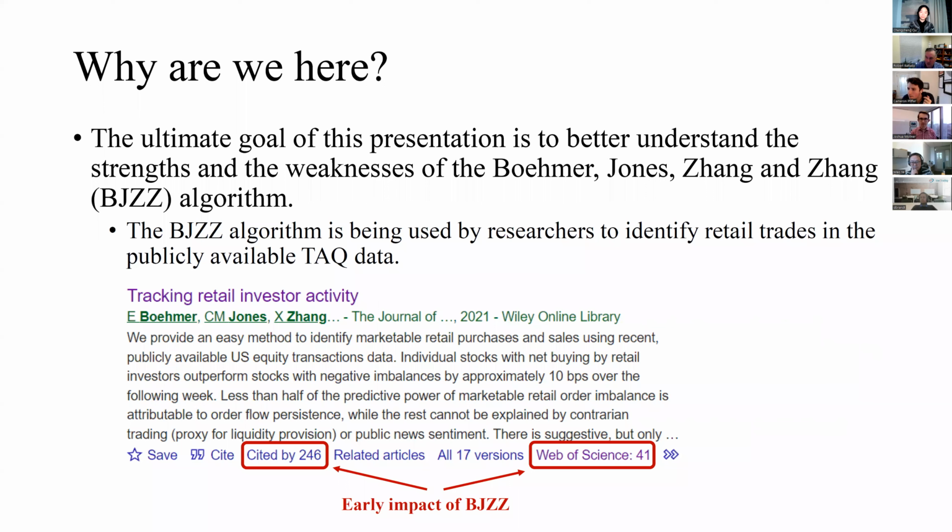The algorithm, which I don't think I have to explain to most of the people on this call, purports to be able to use publicly available data to identify retail trades. If successful, that's a fantastic algorithm and very useful. You can see this morning Web of Science cites 41 and Google cites 246, and several top tier papers have already been published using the algorithm. So it's taken off.